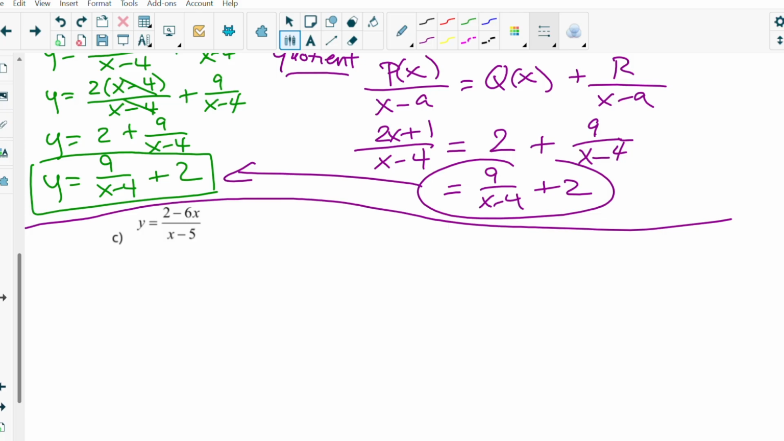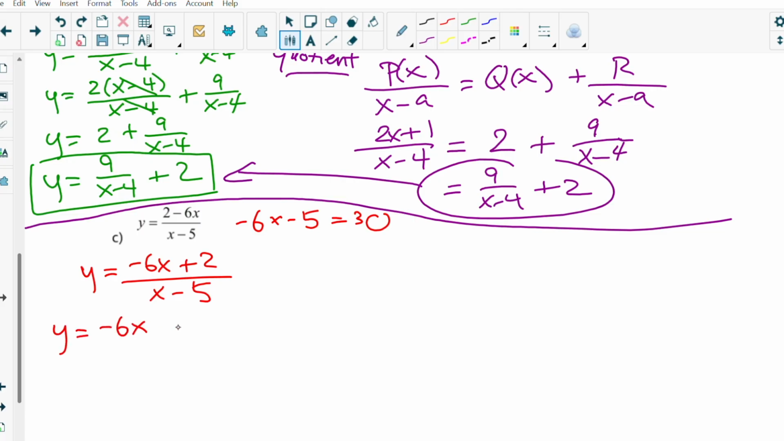One more, folks. Y equals 2 minus 6x over x minus 5. Let us rearrange that, method 1. Let us rearrange that as y equals negative 6x plus 2 divided by x minus 5. Okay, what do I need to do? I'm going to go negative 6 times negative 5, and that is positive 30. So I use that 30, negative 6x plus 30, and I subtract out 30, so I'm not changing the value, divided by x minus 5.